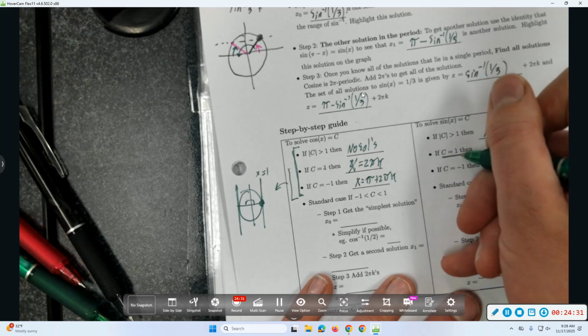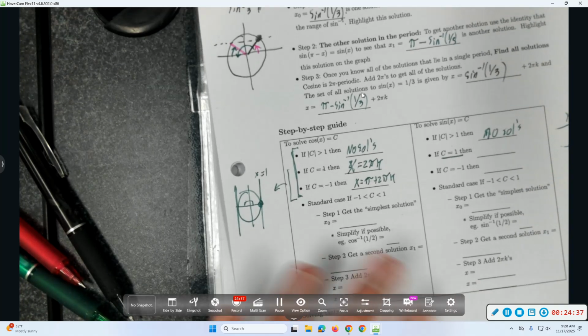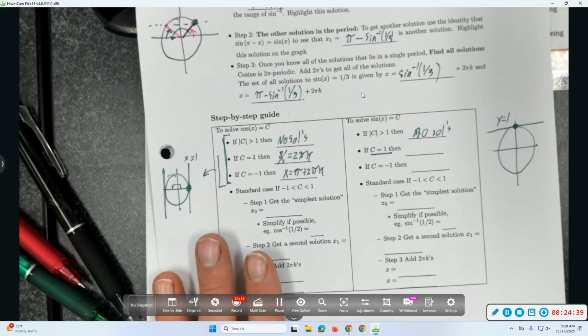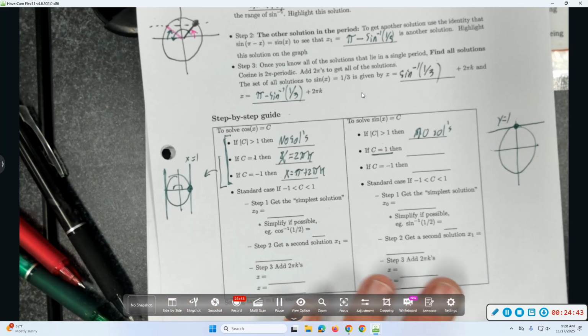If I want to solve sine equals 1, that means I need to think about y equals 1. Again, it looks like there's only one point on the unit circle that does that. What is that angle? Pi over 2. Cool.